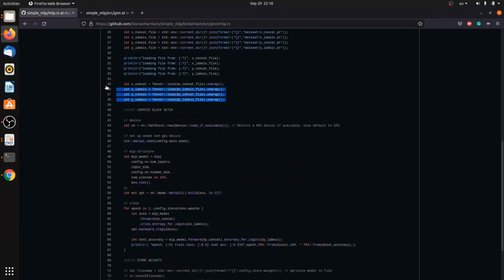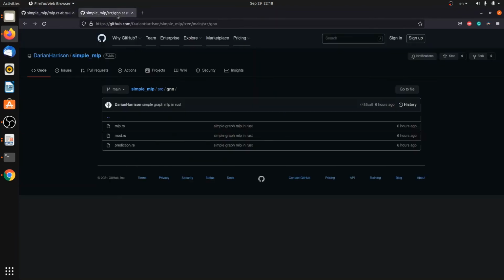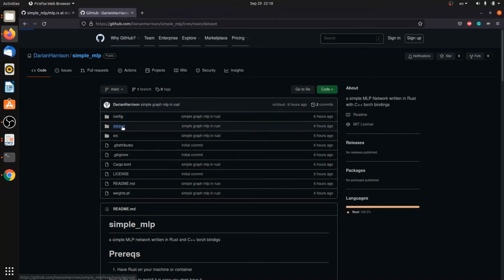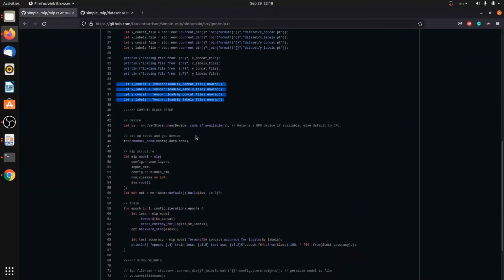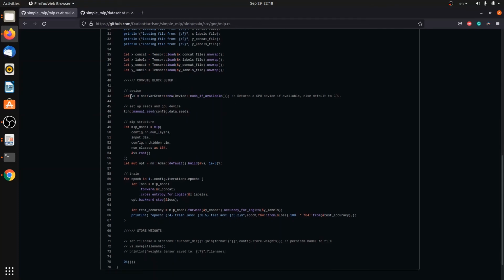After this, we're going to set them to a tensor representation. Let me just show the training files where they should be. So the data set, and this is where it's all at. Our variable store, we're just going to set it to use a CPU or GPU, whatever you have on your machine. It can run on anything.